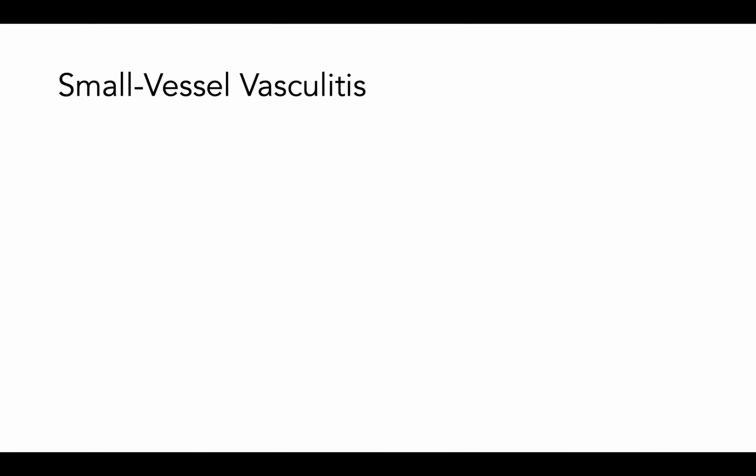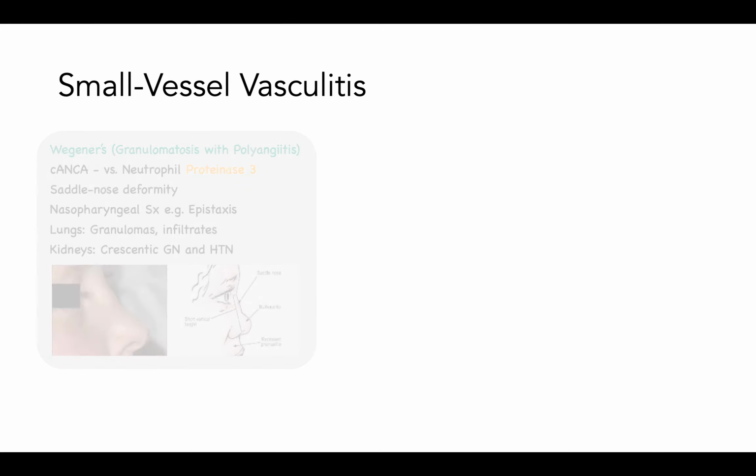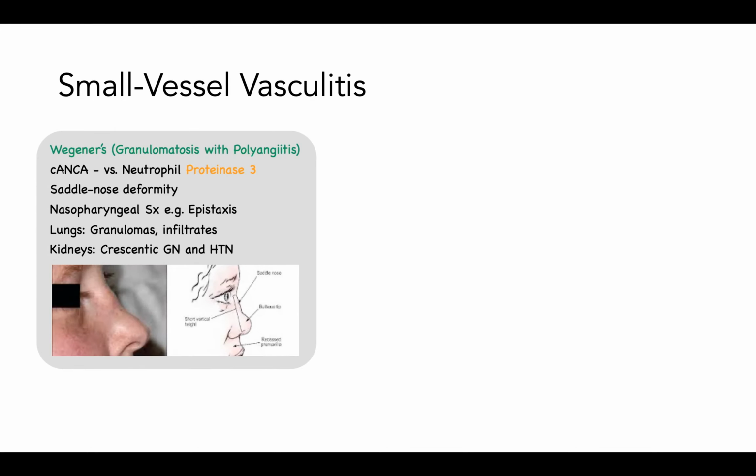This is something that I always found quite confusing and intimidating as a 3rd year, so just 1 slide summary, hopefully everything that you need to know at this stage. So the first small vessel vasculitis is Wegener's, which we've just talked about, granulomatosis with polyangiitis, so it has C-ANCA against proteinase 3. And the key presenting feature is a saddle nose deformity, so collapse of the nasal bridge here, and also nasopharyngeal symptoms including epistaxis, nosebleeds, and nasal ulcering too.